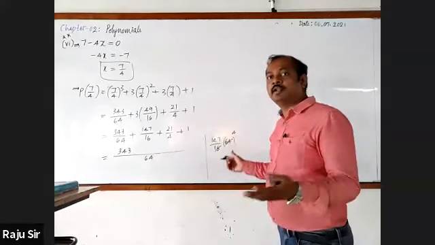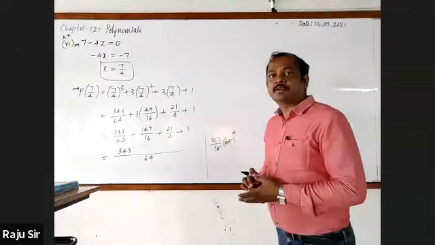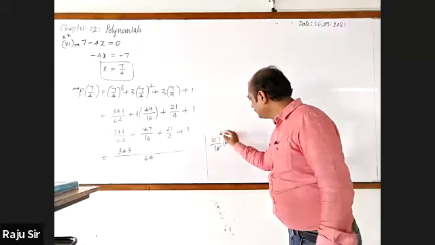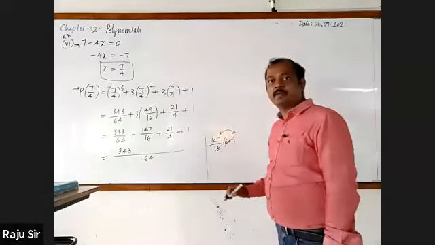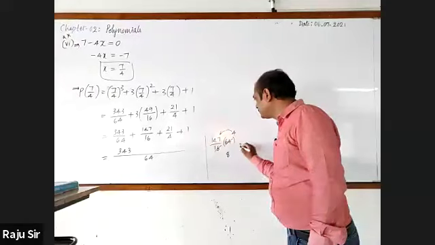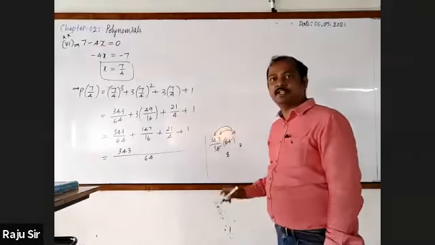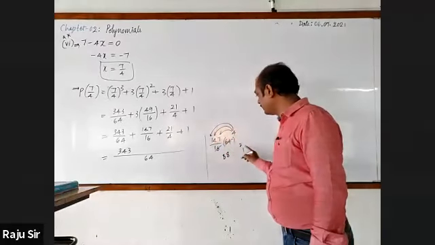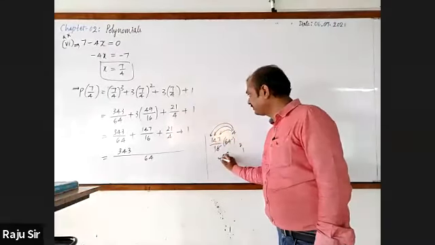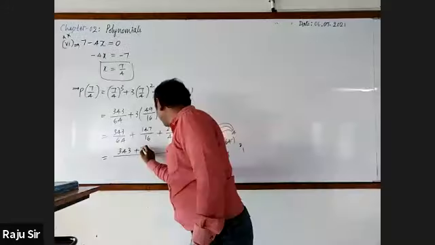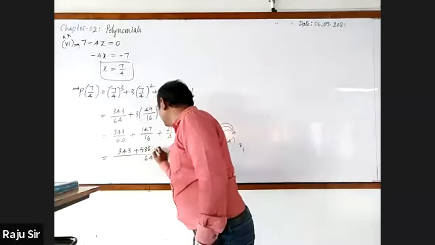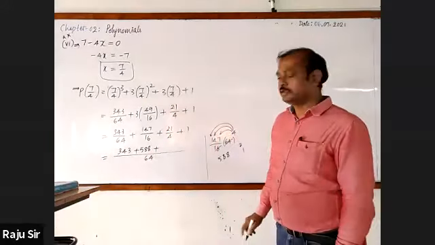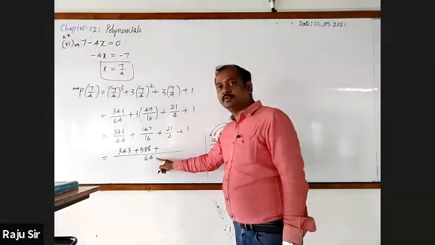Or else use your first and second standard method. 4 sevens are 28, carry 2. 4 fours are 16, plus 2 is 18, carry 1. 4 ones are 4, plus 1 is 5. So 588. Plus 336.